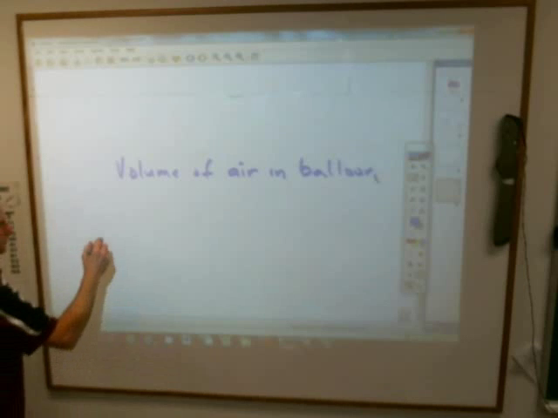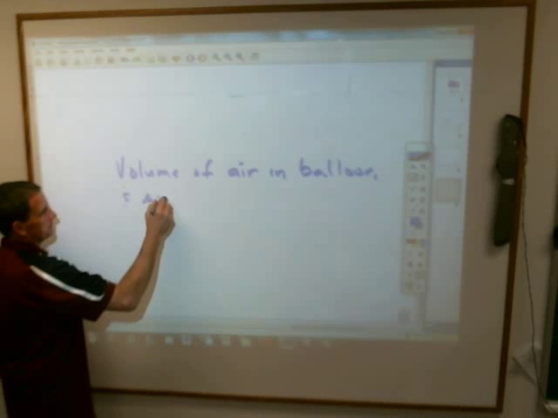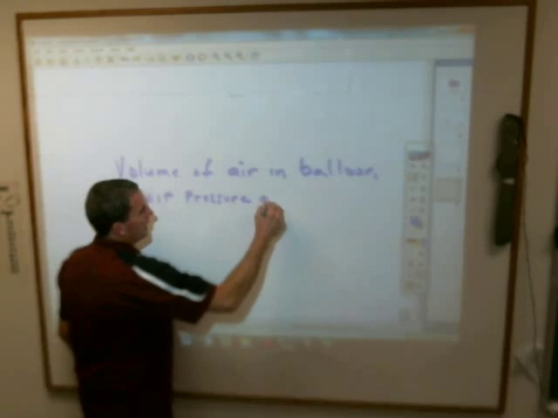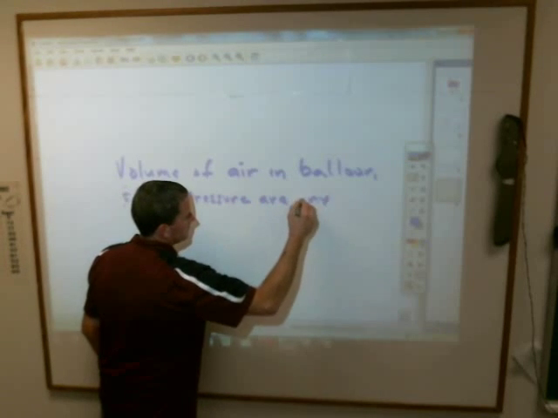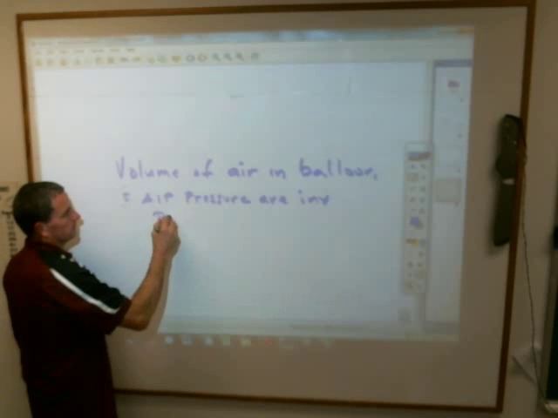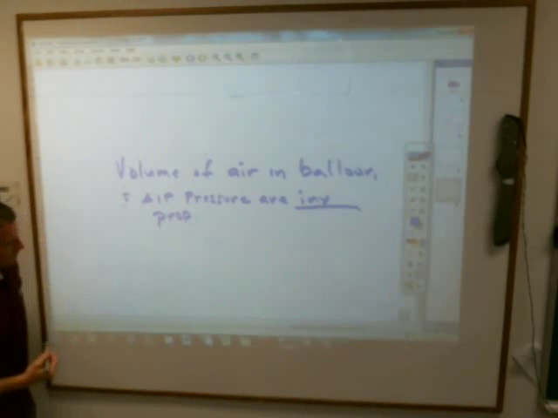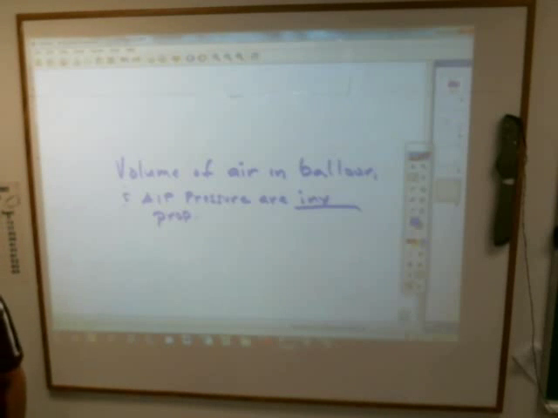And the air pressure are inversely proportional. You see that word inverse, you should automatically think of that whole thing we just talked about. As one goes up, the other one goes down. Okay?